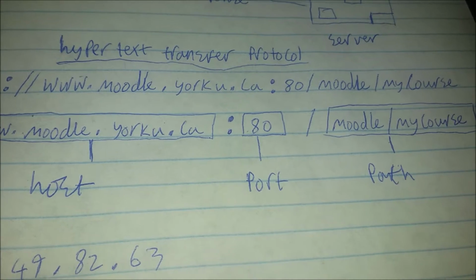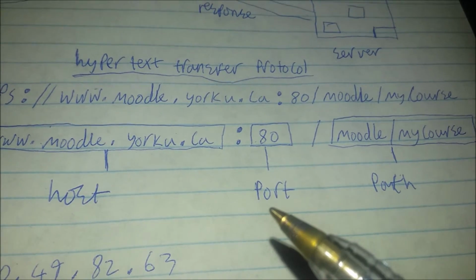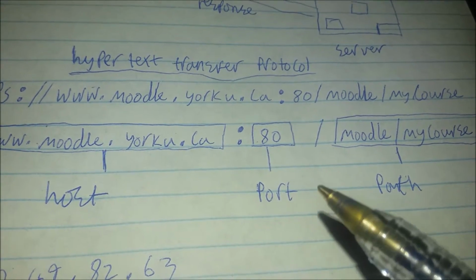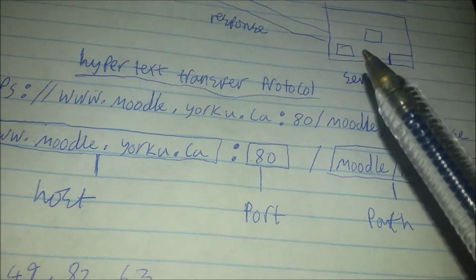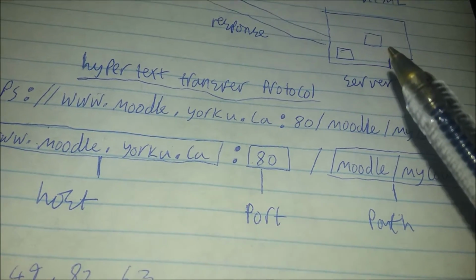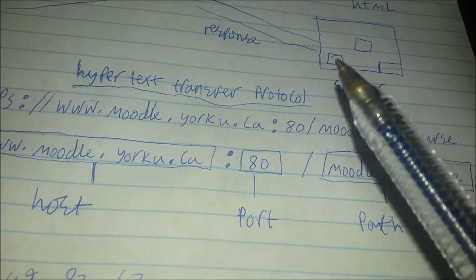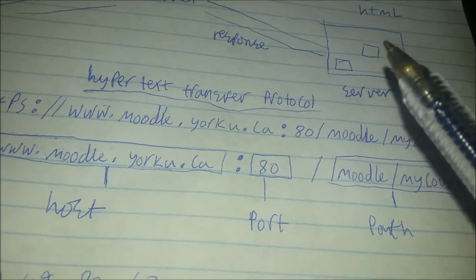So now we are going to talk about the port number. The port is basically a location on the server, which is for organization purposes. The port is meant to house different services in a server.